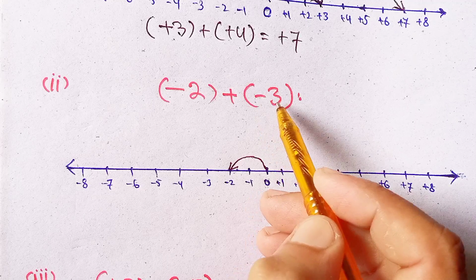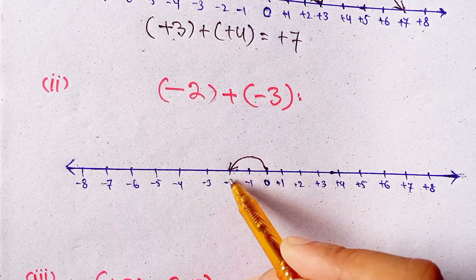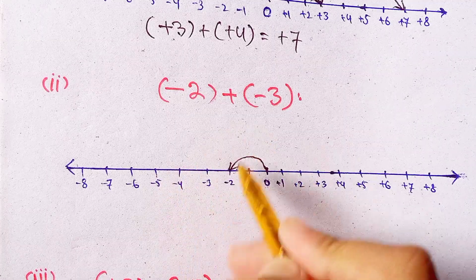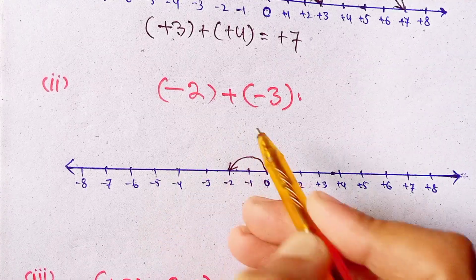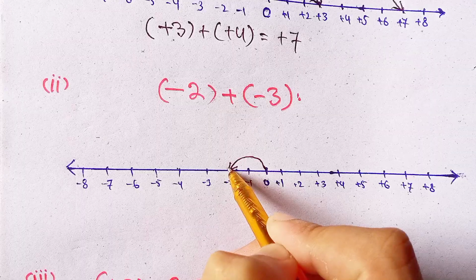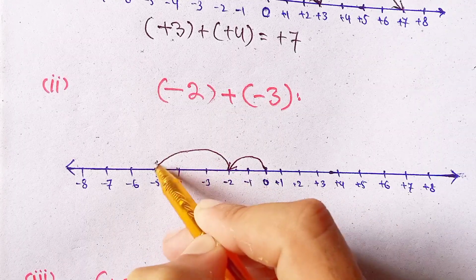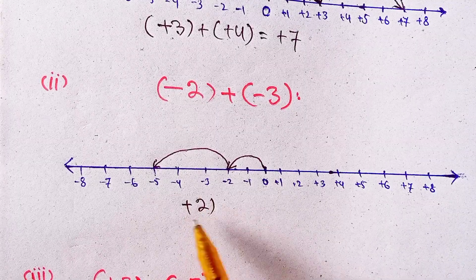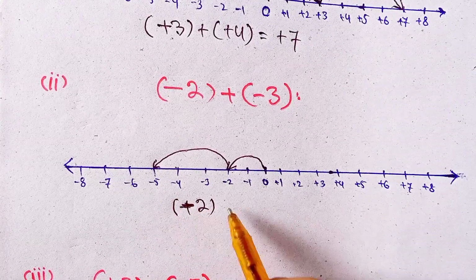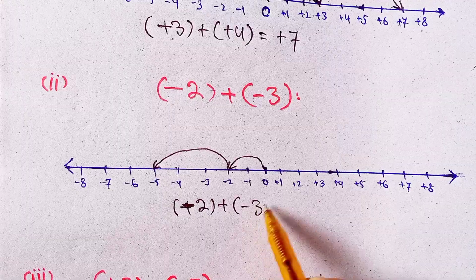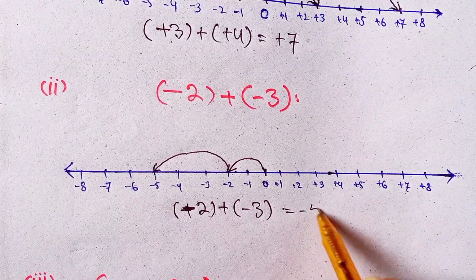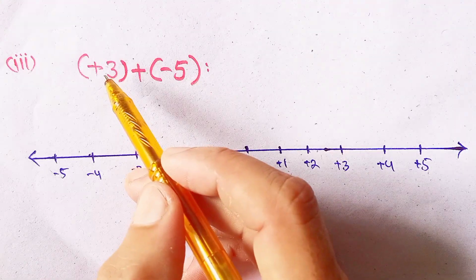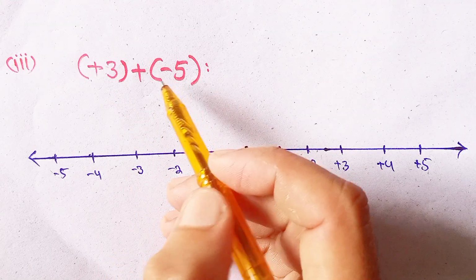Now I am adding negative 3 with negative 2, so I will start from negative 2 and count 3 unit distance to the left on the number line. So this is 1, 2 and 3. So we will start from negative 2 and land on negative 5. So this is our answer. Negative 2 plus negative 3 equals negative 5. This is our answer.